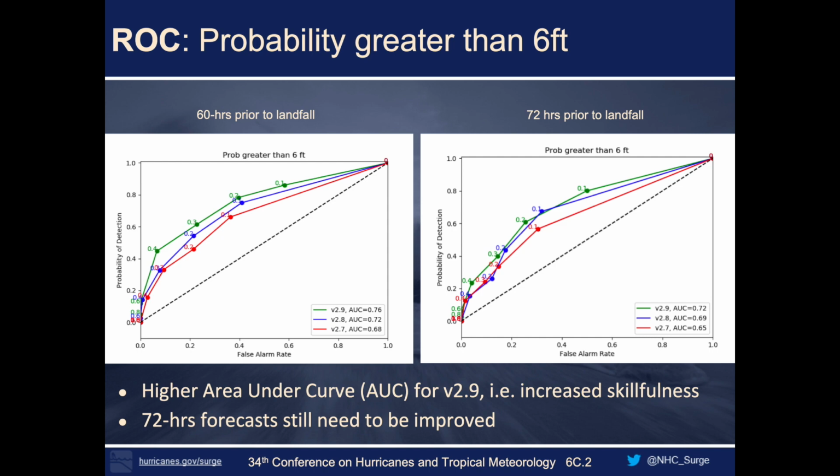Looking at the figure on the right, for forecasts that were initialized 72 hours prior to landfall, we can see that the probability of detection is relatively low. And I think this just speaks to the fact that we have a lot of work to do to try to increase the skill of the forecasts out at 72 hours lead time and beyond.